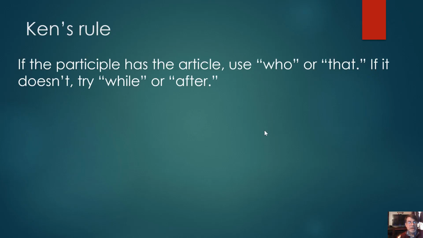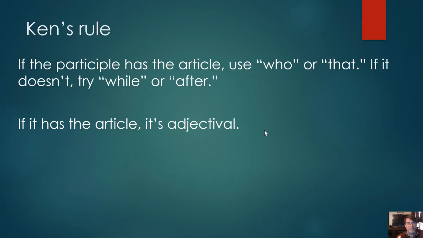To get us from the starter rated G translation to the PG translation, let's go ahead and use Ken's rule. If the participle has the article on it, use who or that, because it's adjectival. If it doesn't, try while or after, because it's adverbial. Maybe. Okay, so if a participle has the article, it's adjectival. Use who or that.